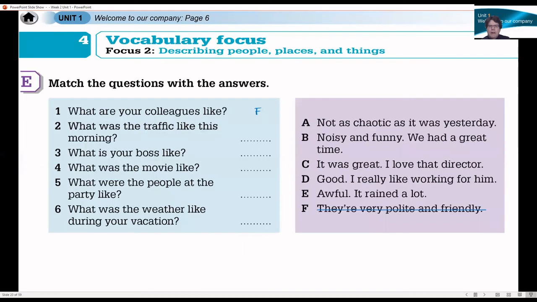All right, let's move on. All right, and then this is from the book, and I think this might be the last thing we do, matching the questions with the answers. Okay, what are your colleagues like? They are very polite and friendly. So pause for as long as you need now.